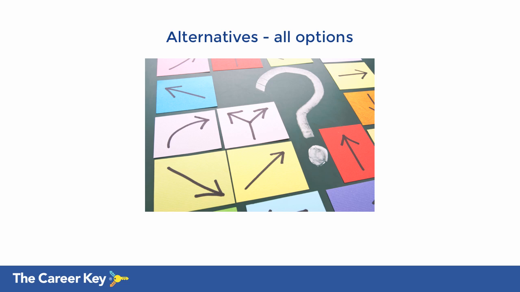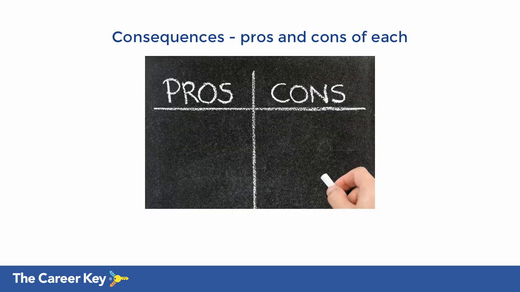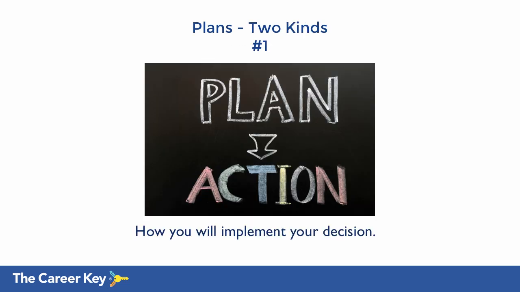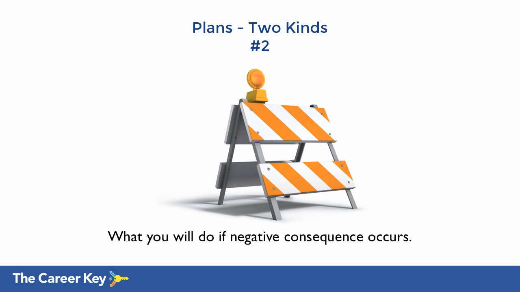First is alternatives. You want to consider all your options, ways you can solve your problem. Second, once you have narrowed down your choices to those that look best, you want to weigh the positive and negative consequences of each. Third, you want to actively search for new information about each option you are considering. And fourth, once you have decided, you want to make two kinds of plans. First, a plan for how you will carry out your decision, and second, a plan for what you will do if one of the negative consequences you thought of happens.